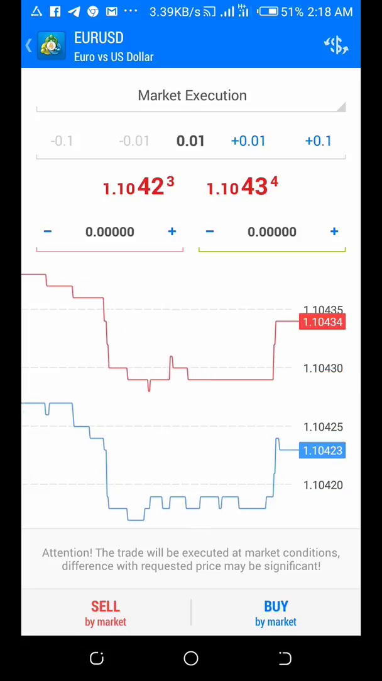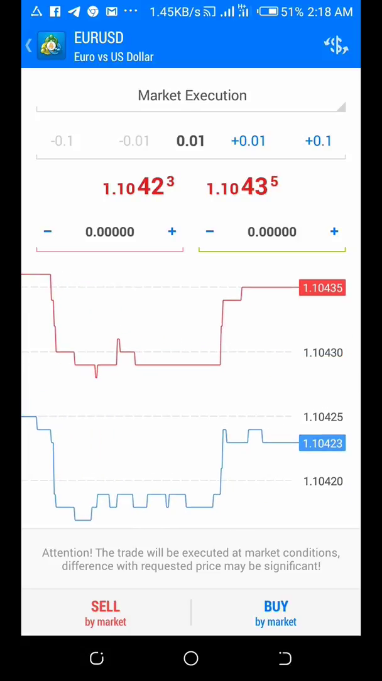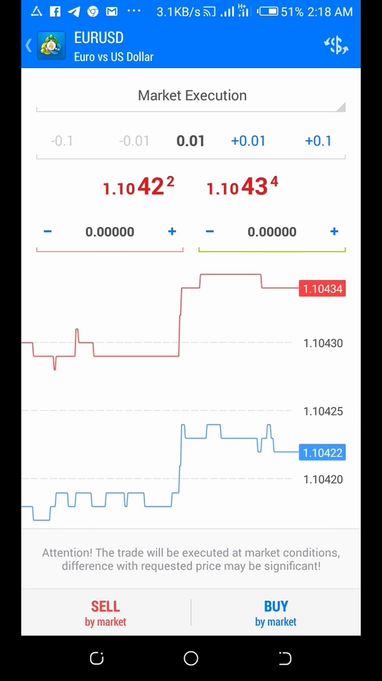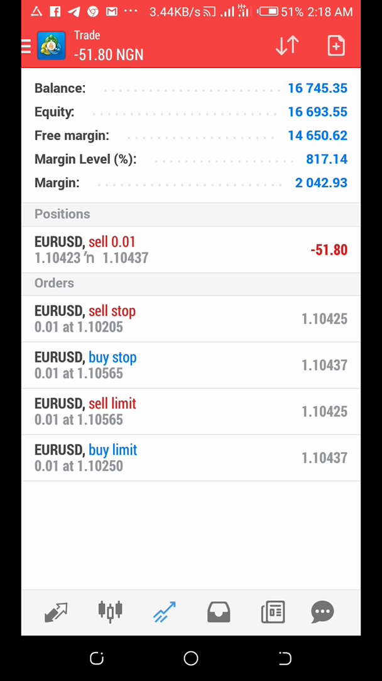So how do you put your stop loss and take profit? For instance, now I'm using 0.01. I place a sell. This one is instant execution. You see, my market will start trading immediately. And then you will see from here my entry point is 1.10423.